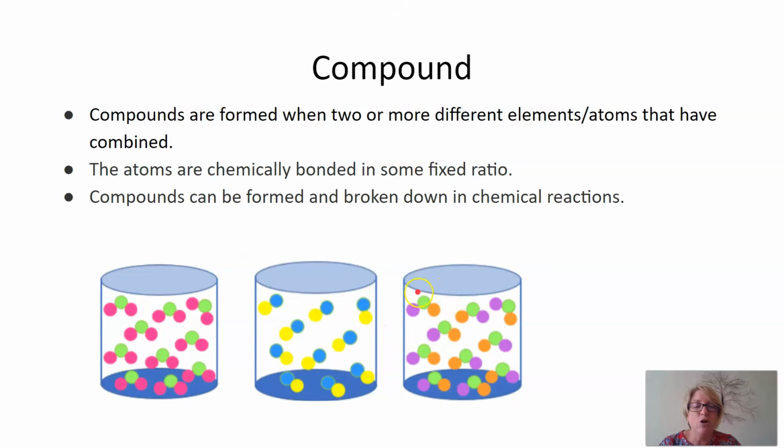So the atoms combine in a ratio of 1 as to 1. Here we have another compound, and this is made up of three different elements or three different atoms. One purple, one green, one orange. So they combine in a ratio of 1 as to 1 as to 1. One purple, one green, one orange.